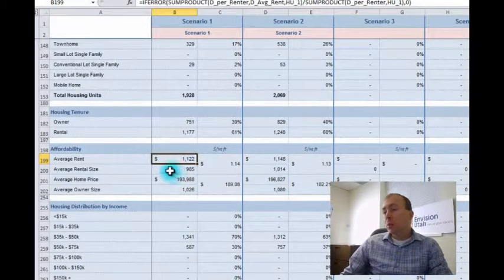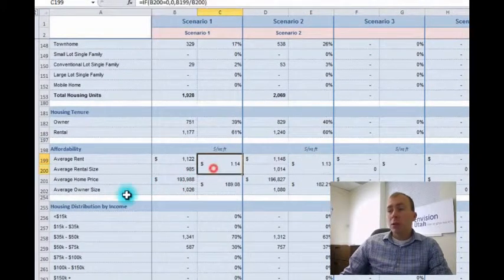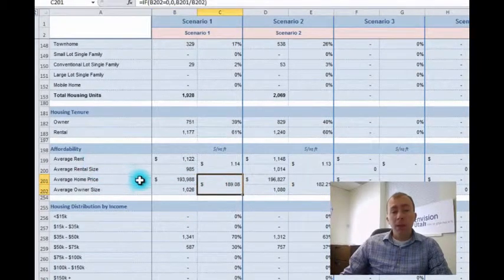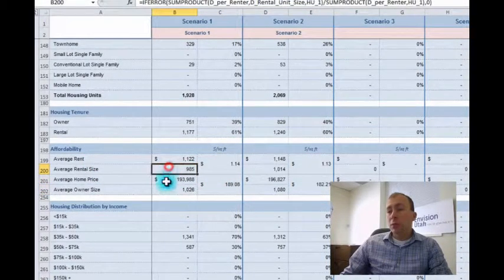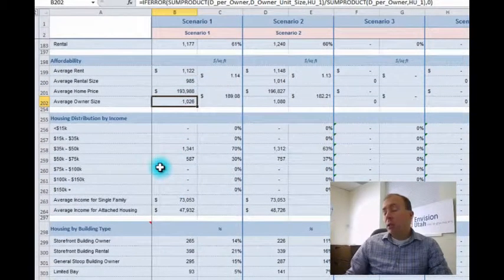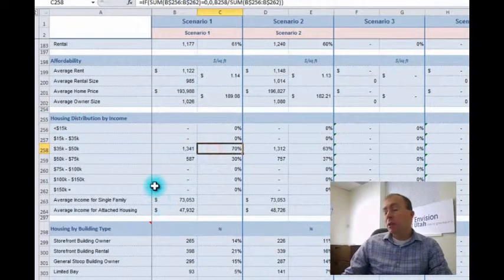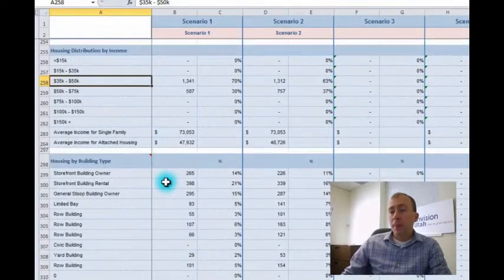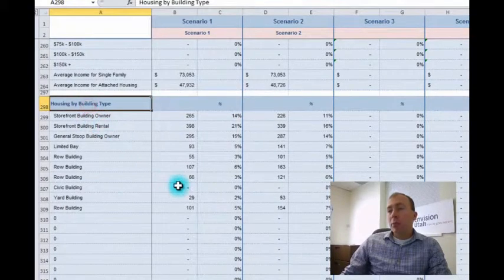Looks like here we have about $1,100 a month, which equals about $1.14 a square foot. It also looks at the home price and the average price per square foot, and the sizes of the rental size and the owner size. It breaks down the housing affordability, so housing distribution by income. For 70% of the housing units we painted in our scenario, the average household income would need to be between $35,000 and $50,000 to be able to afford those homes. It looks at housing type by building type.